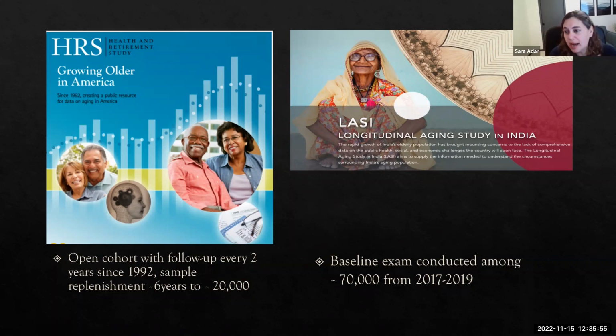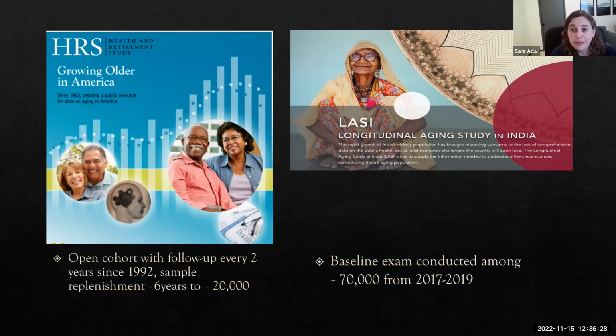But really, I'm just going to highlight for you today in this talk data that comes from the Health and Retirement Study. So this is a project that is run by ISR here at University of Michigan. It's an open cohort design with follow-up every 2 years since 1992, with sample replenishment to basically get the cohort at about 20,000 people. And so, there's been actually more than 20,000 people in that study because they keep recruiting new folks as the populations age.